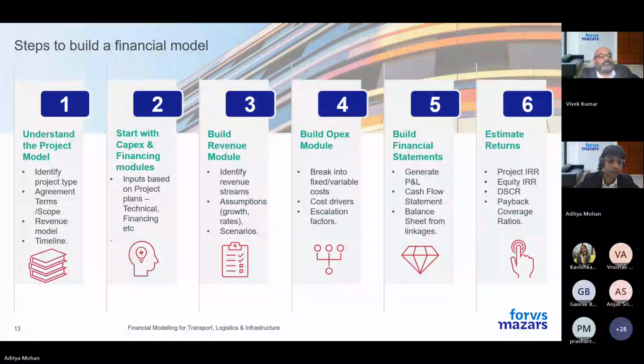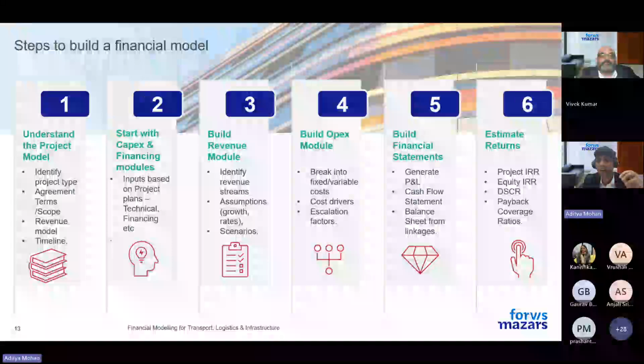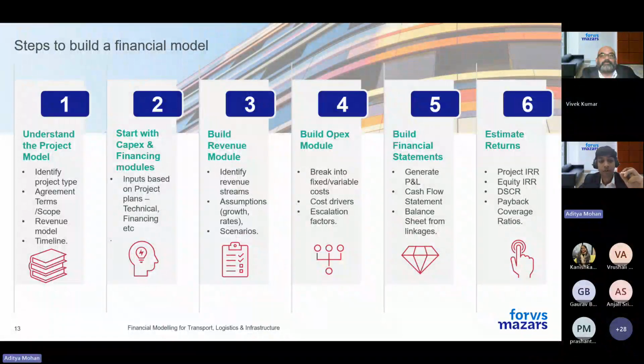Then finally, you would use your Excel formulas to link your modules into the financial statements, which are the profit and loss statement, balance sheet, and cash flow statement. You need to ensure that your model balances, your circular references are handled, and logic flows top down. For large models, you can use flowcharts to track your dependencies.